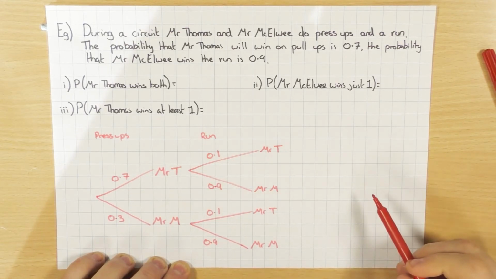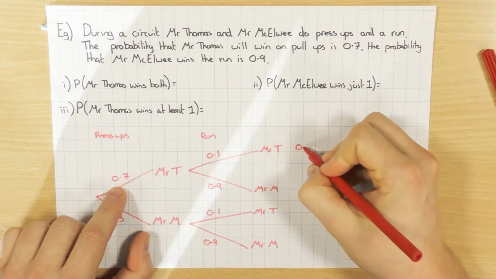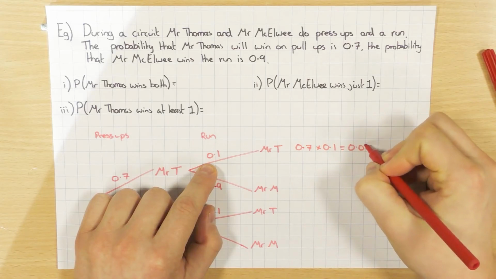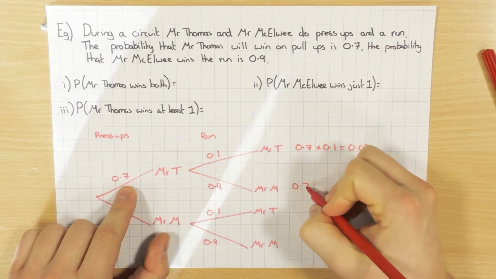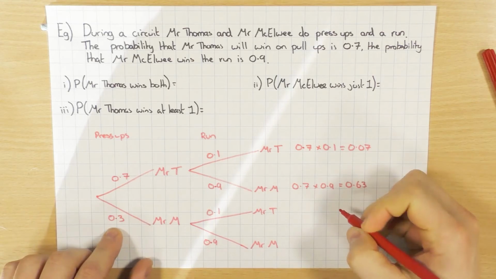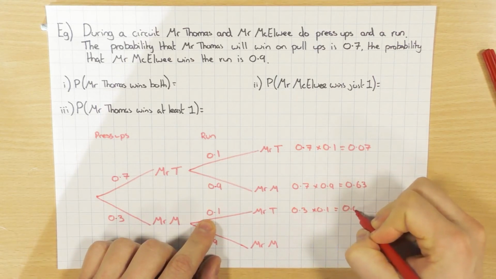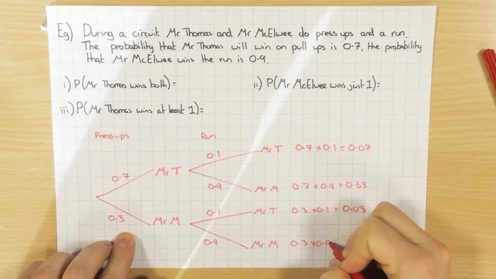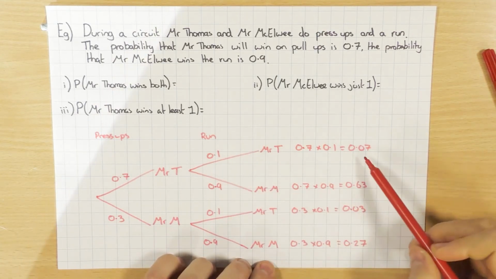And how would you work out the probabilities? Exactly the same way as if you had fractions, we just times along the branches. So 0.7 times 0.1 is 0.07. Next one would be 0.7 times 0.9, 0.63, 0.3 times 0.1, 0.03, and then lastly 0.3 times 0.9, 0.27.